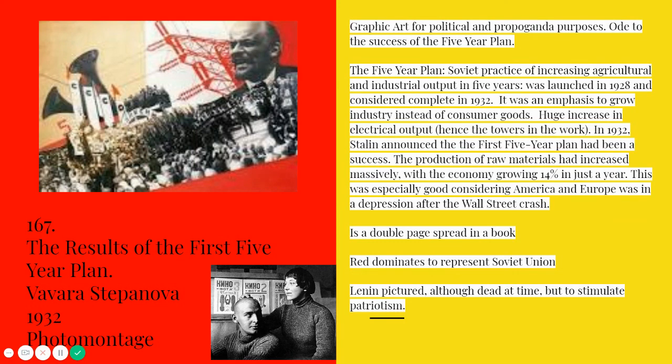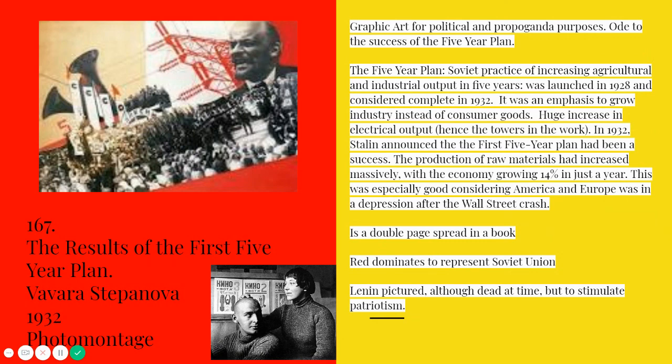So the 5-year plan, I think this will help you understand the motivation behind the constructivist movement. The 5-year plan was a Soviet practice of increasing agricultural and industrial output for 5 years. It was launched in 1928. It was considered complete in 1932. It was an emphasis to grow industry instead of consumer goods.